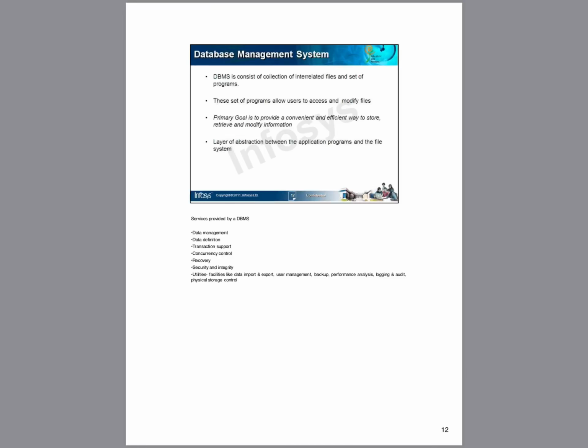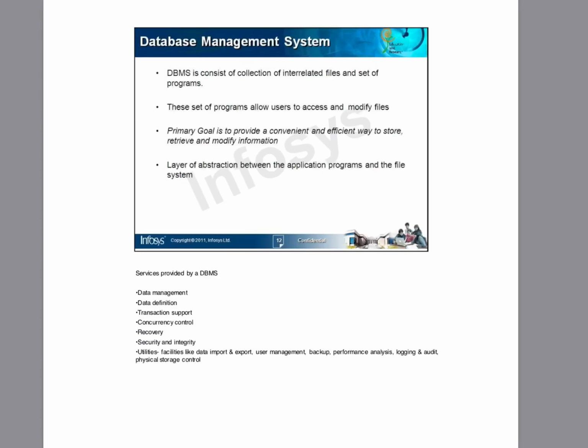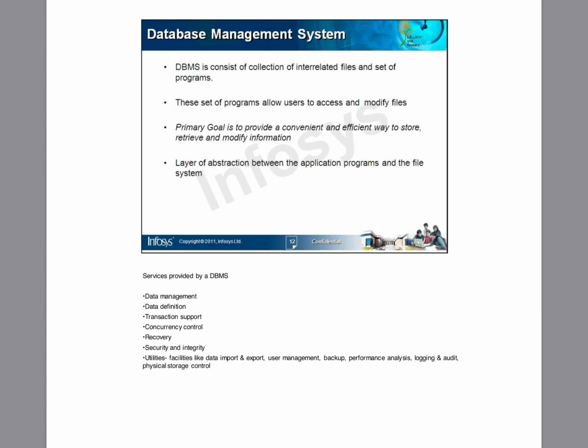management systems. The formal definition of a database management system is: a DBMS is a collection of interrelated files and a set of programs. This set of programs allows users to access and modify the files. The primary goal is to provide a convenient and efficient way to store and retrieve information, and it has a layer of abstraction between the application program and the file systems. That means when I change the program, it does not affect the file systems, and if I make any change in the file systems, it does not change anything in the program.